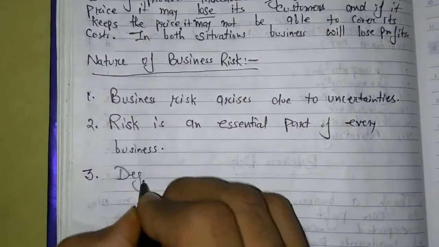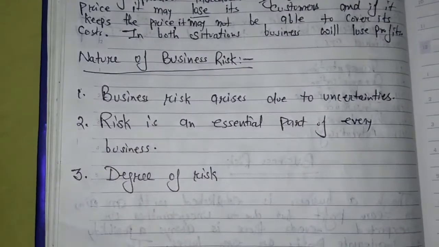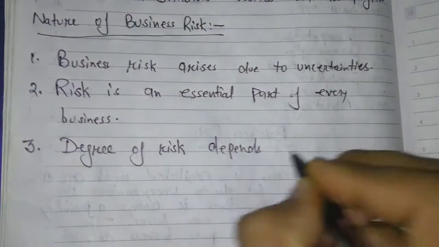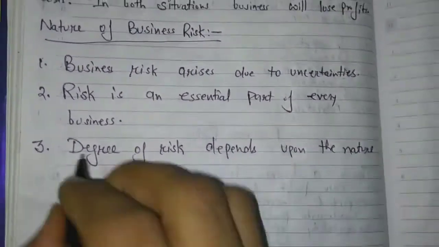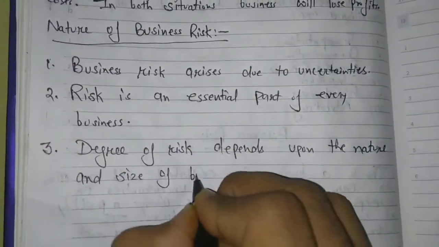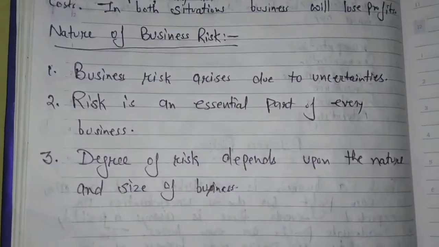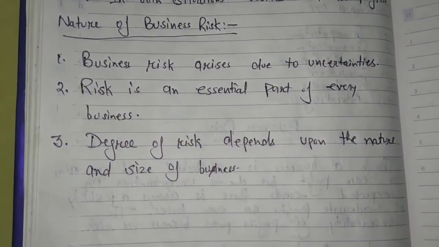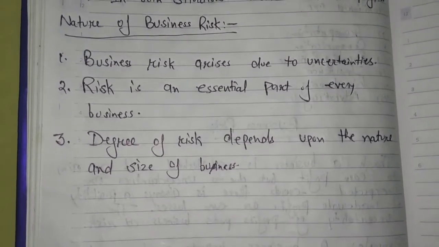The third nature is degree of risk depends upon the nature and size of business. It means the degree, the percentage or the chances for profit or loss will depend on the nature and size of the business.